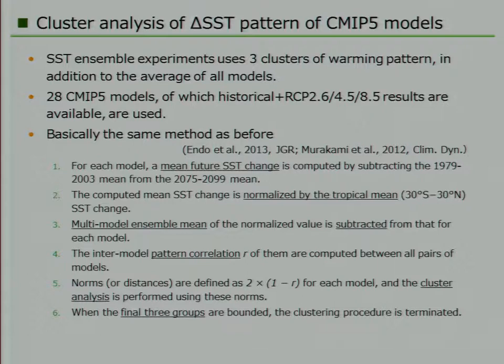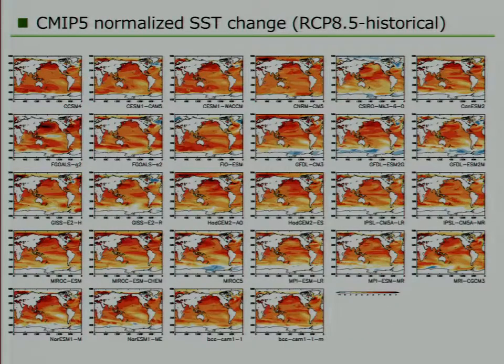And the cluster analysis is applied to the patterns by using pattern correlation as a distance between the models. So this figure shows the SSD change from historical experiments to the RCP 8.5 scenario for each CMIP5 model after normalization.